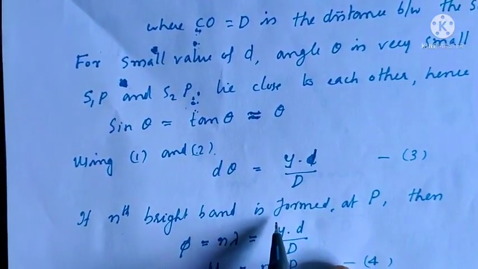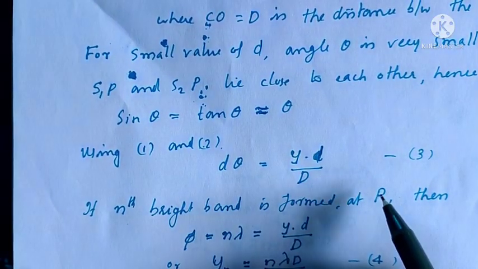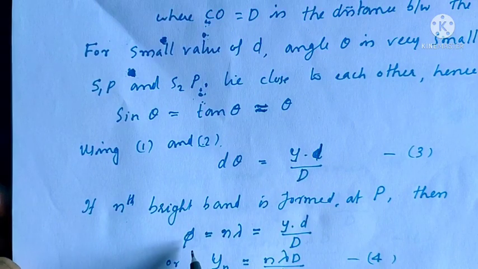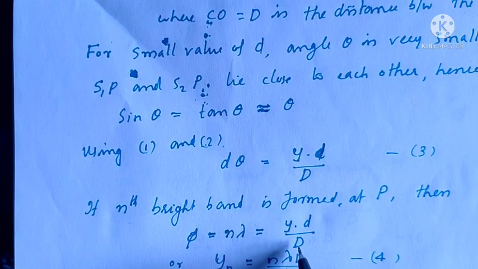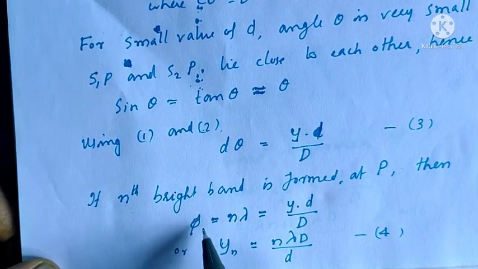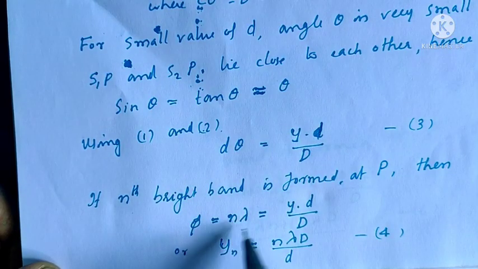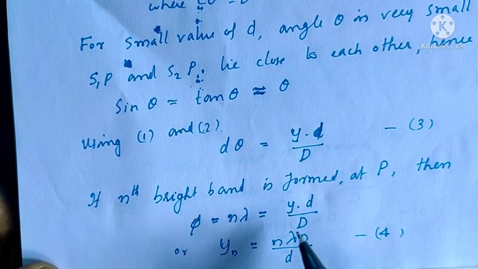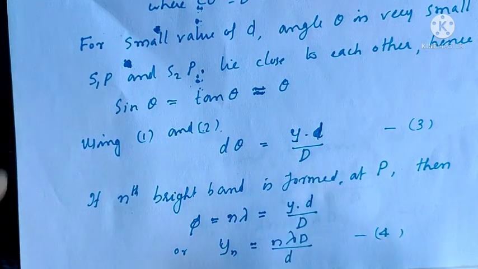If the nth bright band is formed at P, then at the point P, if you are getting a bright band, the path difference phi can be written as n lambda, which is equal to y d by capital D. So we have seen the condition for bright band, which is n lambda. The path difference can be equated: n lambda is equal to y d by capital D, which we have just seen before. From this, yn is equal to n lambda capital D by small d. So this is the condition for bright fringes occurring at point P.